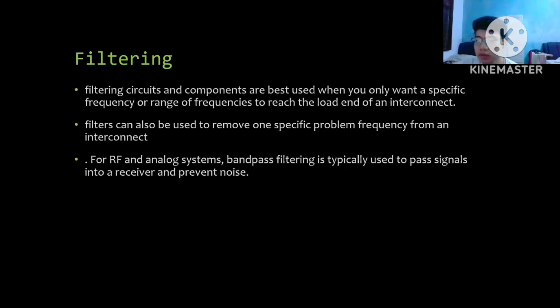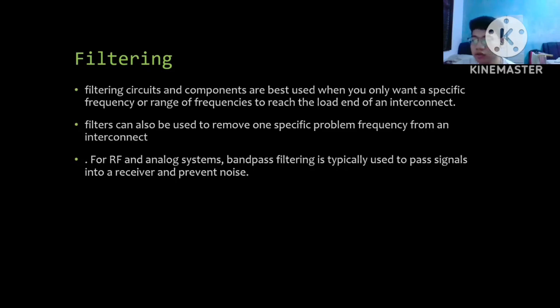The next part is filtering. Filtering circuits and components are best used when you only want a specific frequency or range of frequency to reach the load end of an interconnect. Flip this, filter can also be used to remove one specific problem frequency from an interconnect. Filtering is best left to the analog or RF designer, who should not use filter circuit to try and remove noise from an interconnect carrying digital signal.